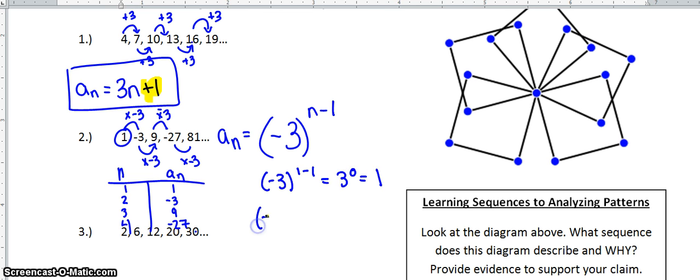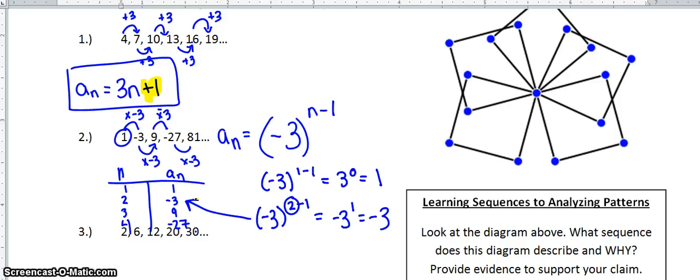If I plug in 2 because I want to find term 2, it's going to give you -3 to the 2 minus 1. 2 minus 1 is just -3 to the first, which gives you -3. And now term 2 has given me the term I wanted. So you can compare arithmetic to a linear equation, and you can compare geometric to exponential.